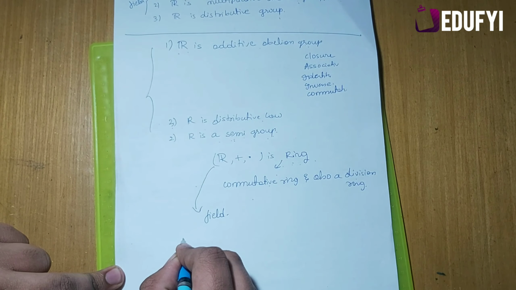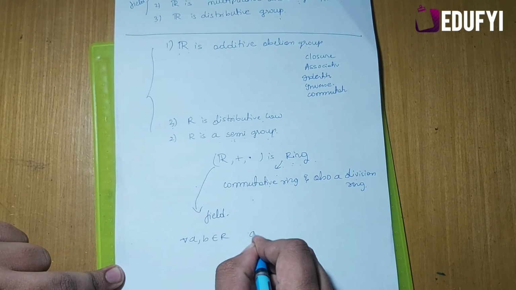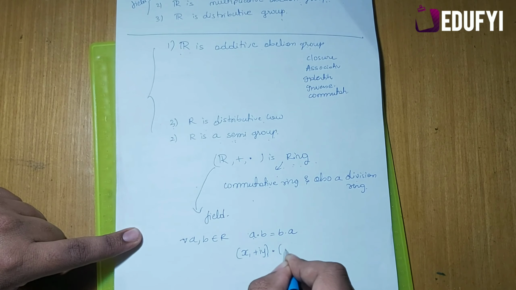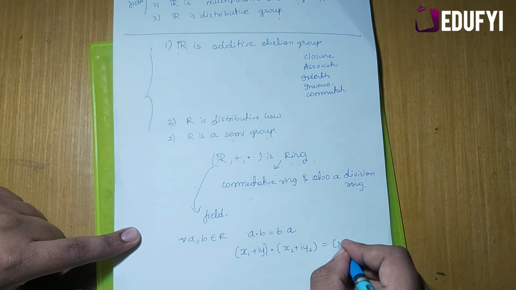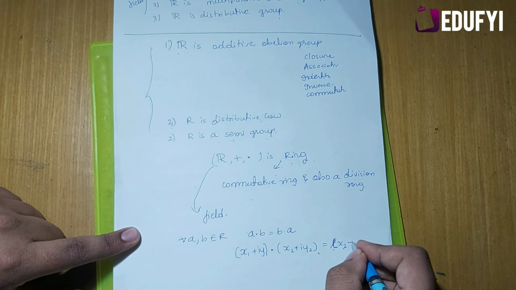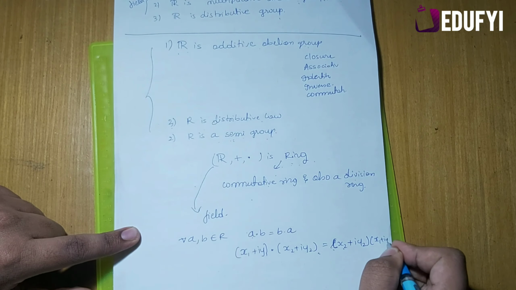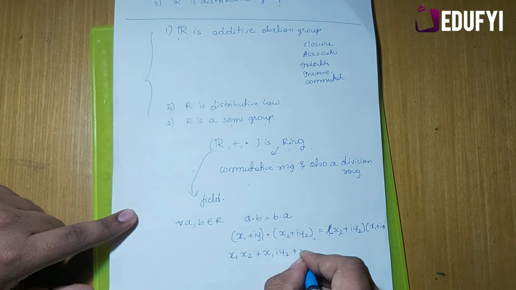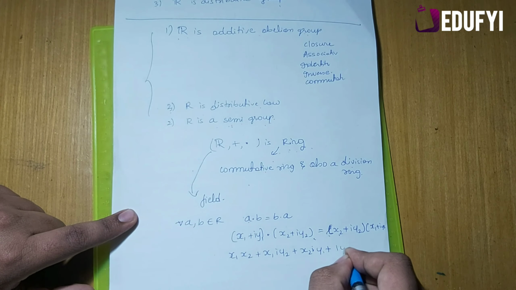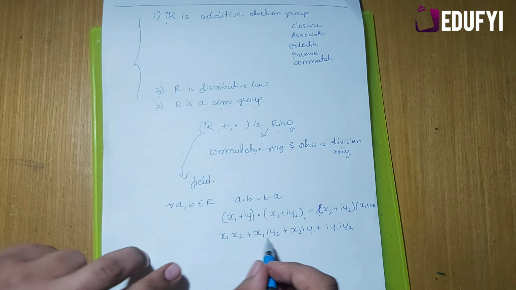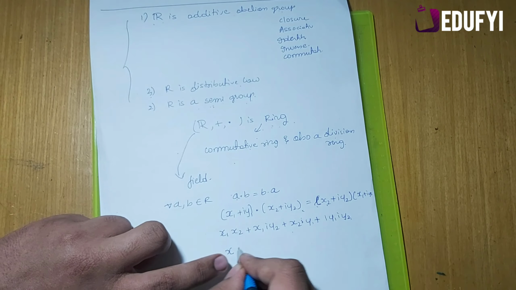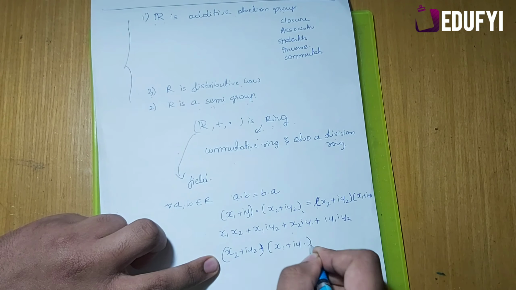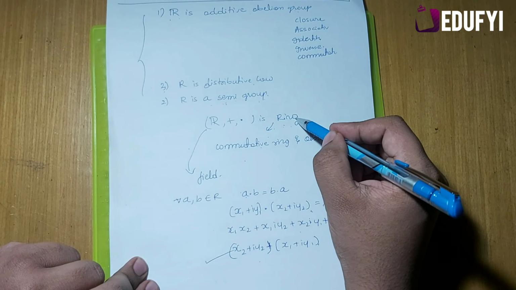So let us prove it as a commutative ring first. To prove a commutative ring, we know that for all a, b belonging to R, the commutative law states that a·b equals b·a. So a is x1 plus iy1, multiplied with x2 plus iy2, and we must prove that it is equal to x2 plus iy2 multiplied with x1 plus iy1. Multiplying this out: x1x2 plus x1·iy2 plus x2·iy1 plus iy1·iy2. Rearranging, you get x2 plus iy2 multiplied with x1 plus iy1. So you proved the commutative law. So this ring is called a commutative ring.